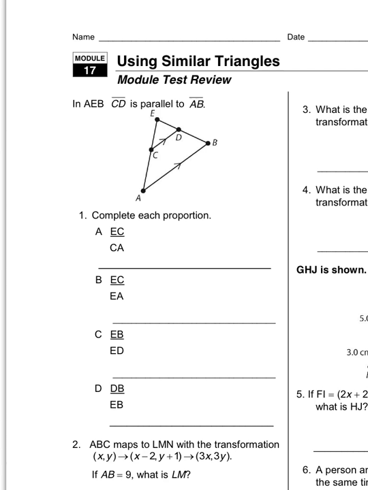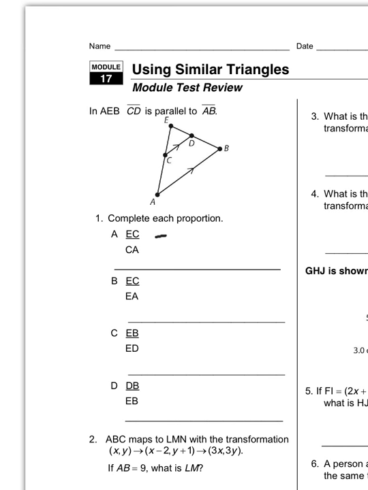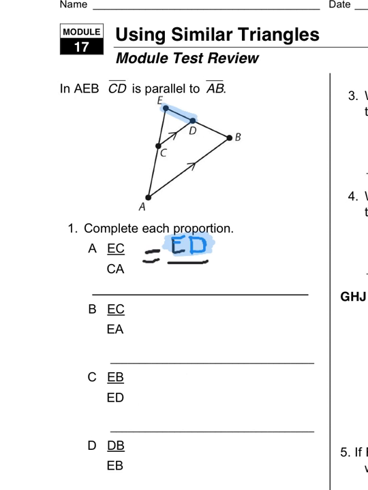In number 1, they're asking you to play something like Simon Says. They said EC, on the other side it would be ED. On the first side they said CA, on the other side it would be DB.